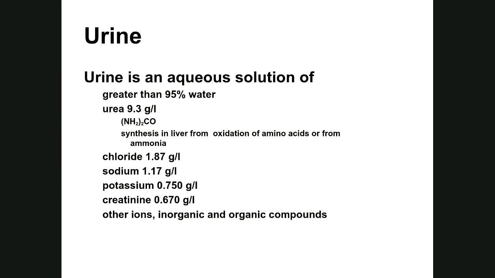Urine is an aqueous solution of more than 90% water. You have urea, synthesized in the liver from oxidation of amino acids or from ammonia. You also have chloride, sodium, potassium, creatinine, other ions, and inorganic and organic compounds. All of them have to be in physiological amounts, because abnormal amounts of some will tell you that your kidney is not functioning correctly.